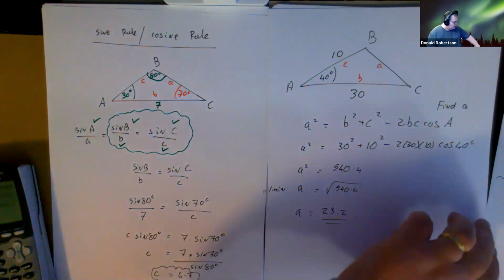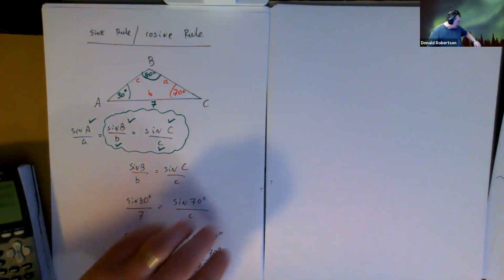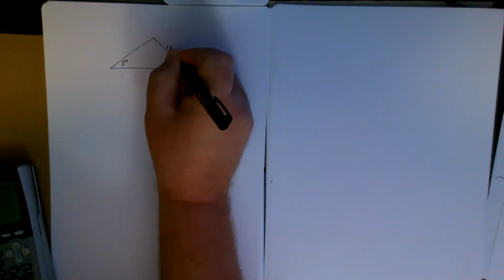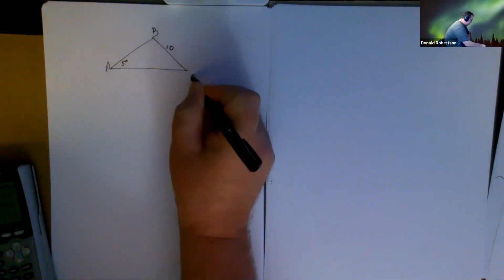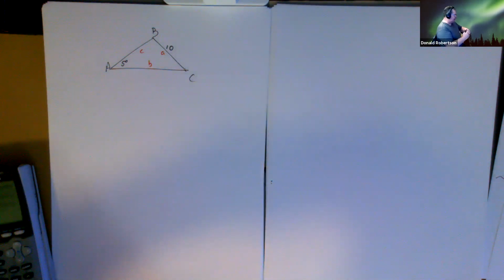Now, moving on to our last situation for today then, and that is going to be a question where you've been asked to find a missing angle, and there might or might not be 2 answers to it, right? So here's my triangle. I'm going to make one up, hopefully. I'll make this angle here 5 degrees. I'll make this 10. Call that A, call that B, call that C.